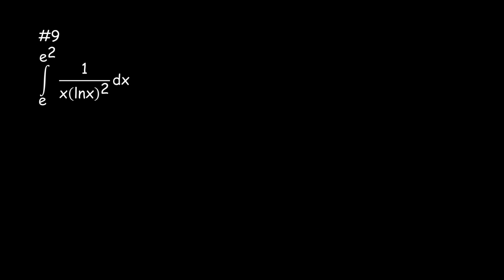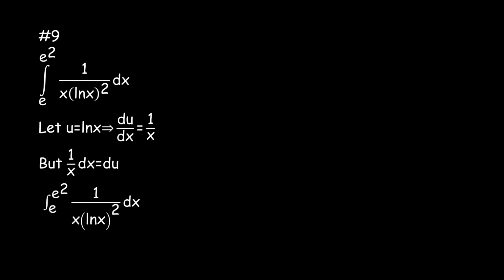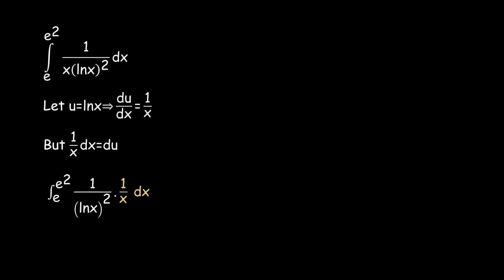Question number 9. We have the integral from e to e squared of 1 over x (ln x) all squared dx. So we can use the notion of antiderivatives or u substitution. So if we just let u be ln x, the derivative of u is 1 over x dx. So then we substitute that into the original equation, and then we would have the integral of 1 over u squared.